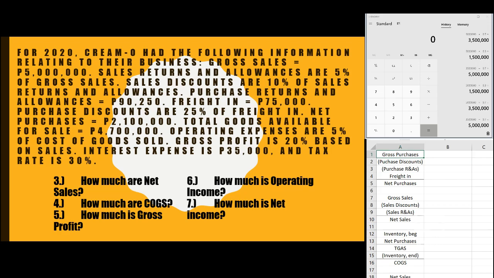The gross sales equals 5 million. So, gross sales, i-plot natin. Saan yun? Here, 5 million. Sales returns and allowances are 5% of gross sales. So, ito yun. Sales returns and allowances are 5% of this one. So, all we have to do is 5 million times 0.05, we get 250,000. Okay? So, minus to dapat.